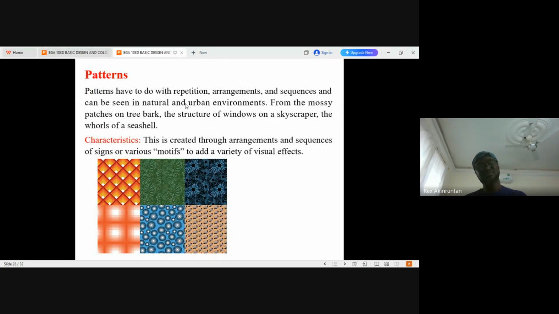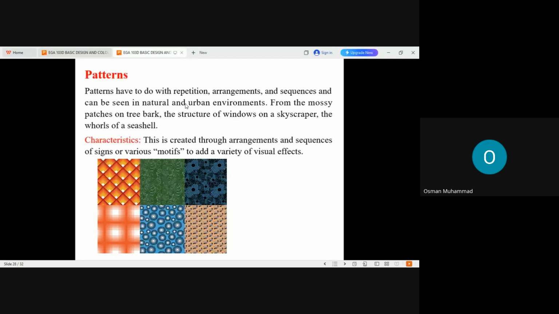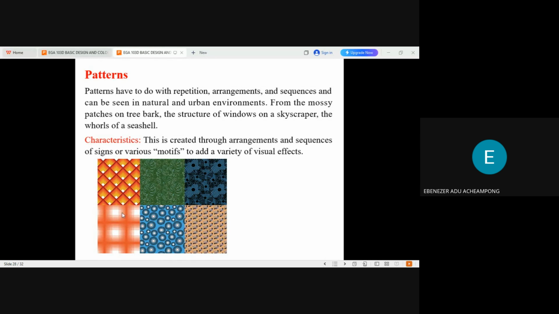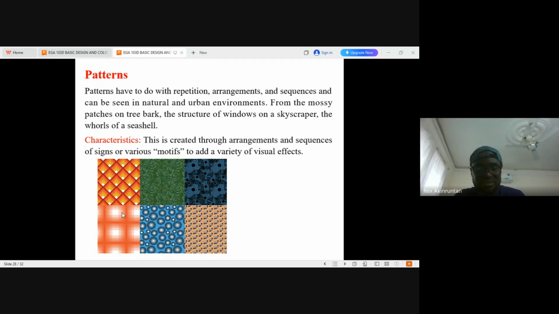So patterns. Please, you want to say something? Someone's hand is up. Okay. Oh, you should go ahead, Mr. Rich. My screen, I've shifted it to the slide, so I don't really see what's happening. So once you raise your hand, you can speak. Feel free. Okay, so I'm listening. Okay, sir. Yes, sir. Hello. Yes, sir. I'm listening, sir.